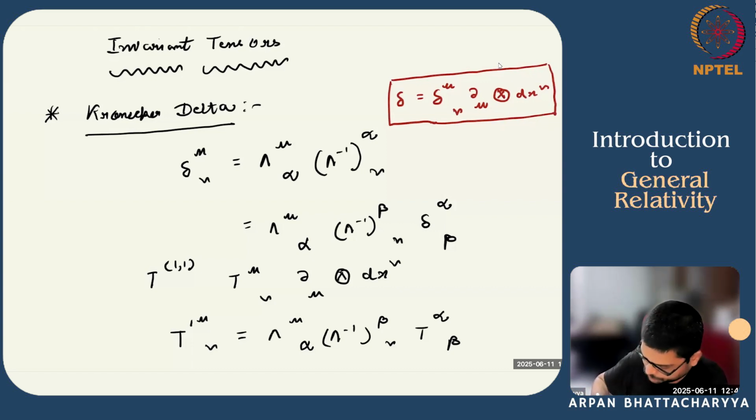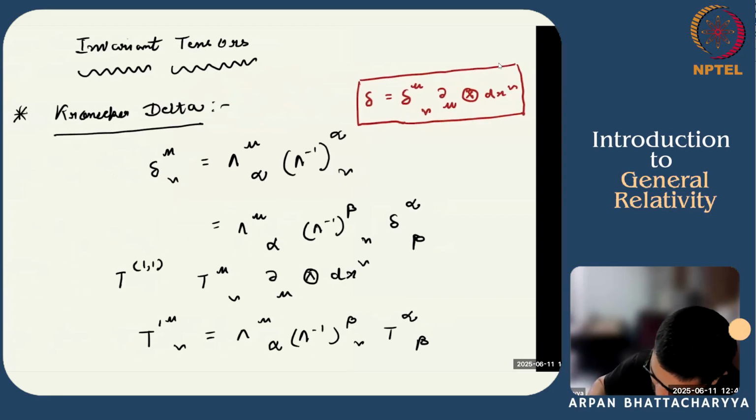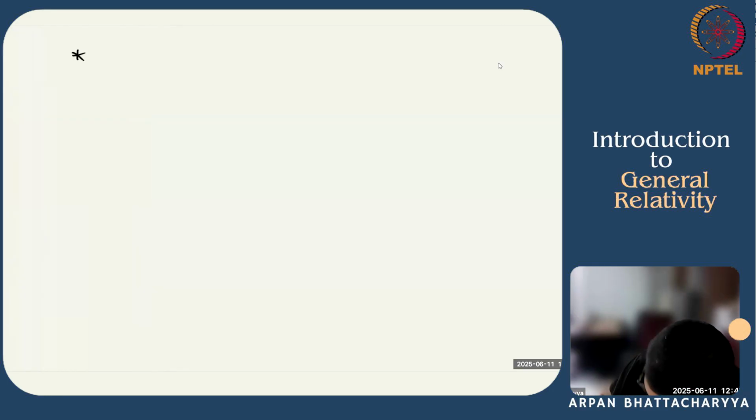Invariant means that this T prime mu nu should be equal to T mu nu in the unprimed coordinates. Okay. The next one will be the metric tensor.